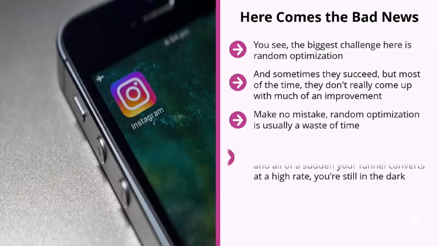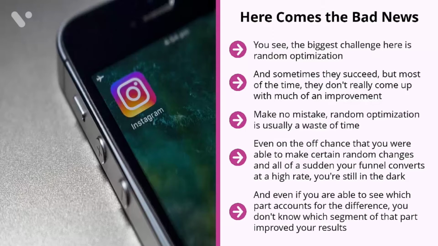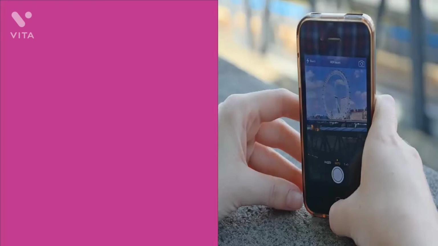It really is. Even on the off chance that you were able to make certain random changes and all of a sudden your funnel converts at a higher rate, you're still in the dark. Why? You don't know which part of your funnel accounts for the improvement. And even if you are able to see which parts account for the difference, you don't know which segment of that part improved your results. Do you see how this works? Do you see why this is so confusing and so frustrating?